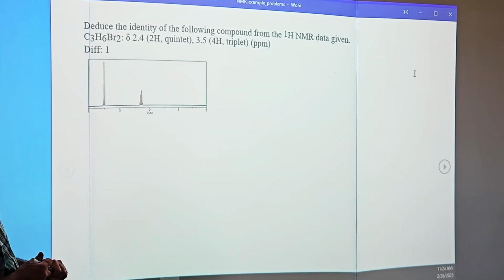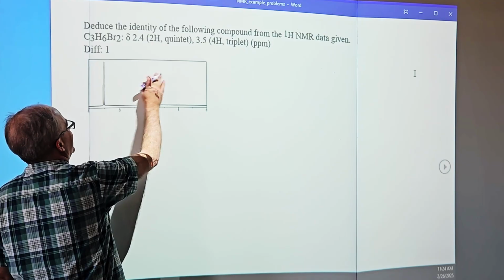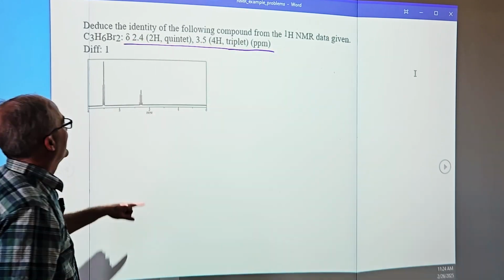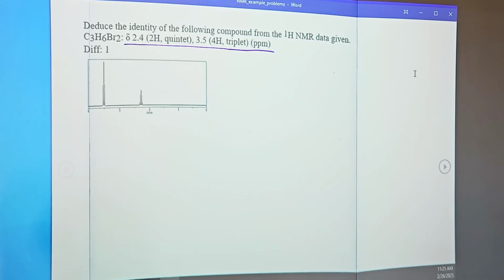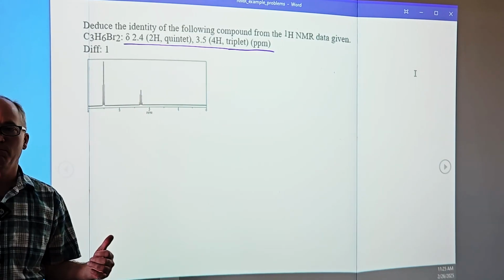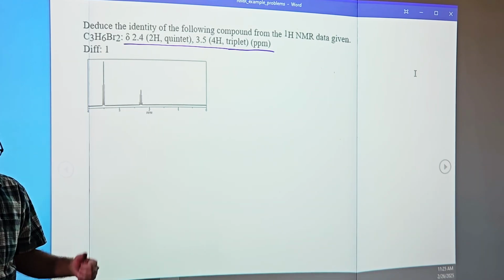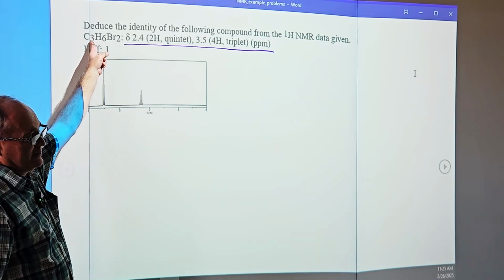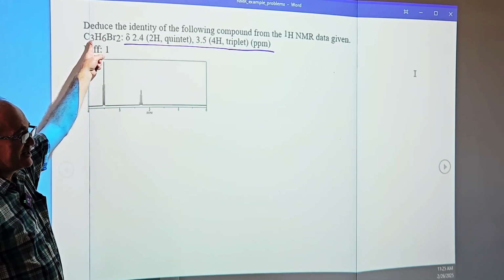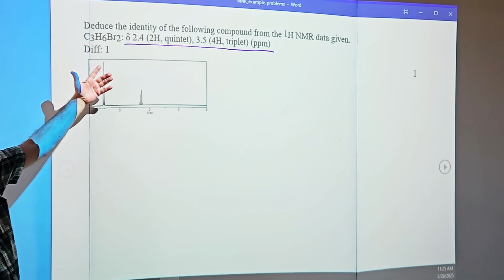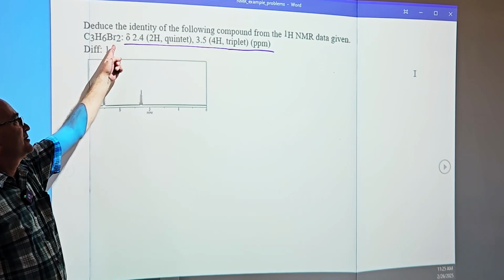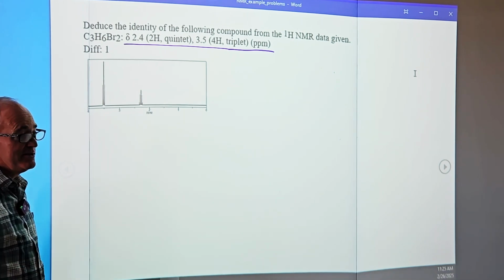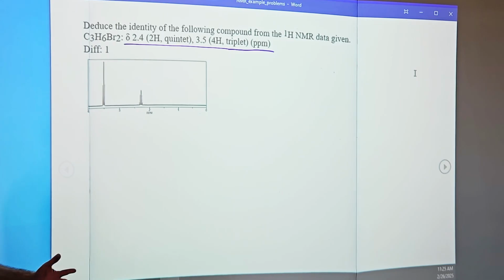Now on lots of quizzes and exams, you don't have this thing. You just have this information here. I went and found this thing. Now what's the first thing I do when I see a molecular formula? I go 2N plus 2, and I go 2 times 3 is 6 plus 2 more is 8. Well, I got 6 hydrogens and 2 halogens, so I get to my 8. So there's no degrees of unsaturation.